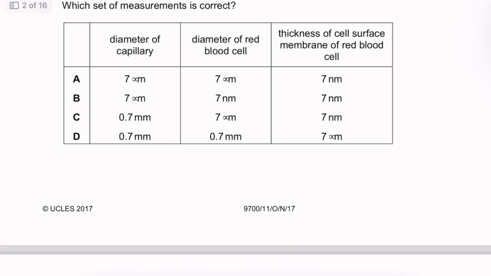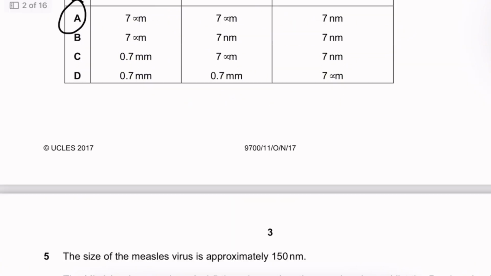Which set of measurements is correct? The diameter of a capillary, the diameter of a red blood cell, and the thickness of the cell surface membrane of a red blood cell. Now, obviously, the diameter of a capillary is going to be 7 micrometers, and so is the diameter of a red blood cell. And the thickness of the cell surface membrane of a red blood cell is actually 7 nanometers. The thickness of any cell surface membrane, on average, is going to be 7 nanometers, therefore A.